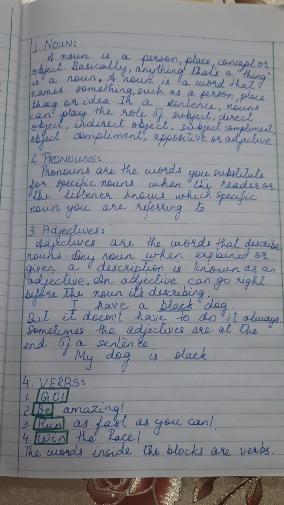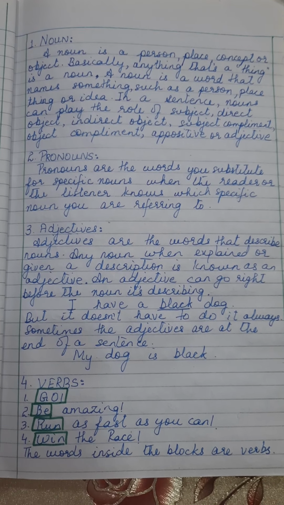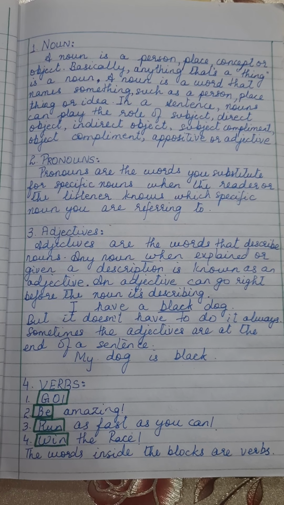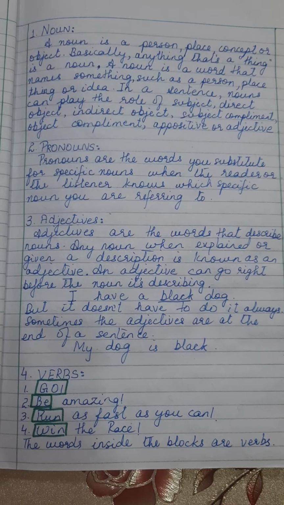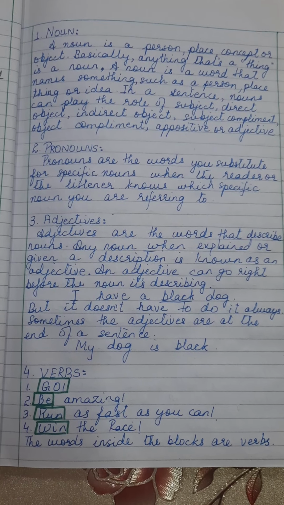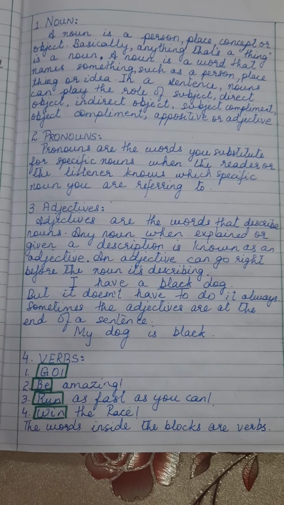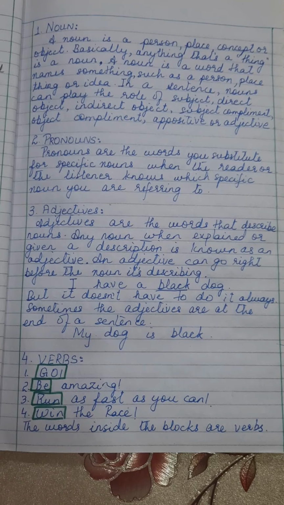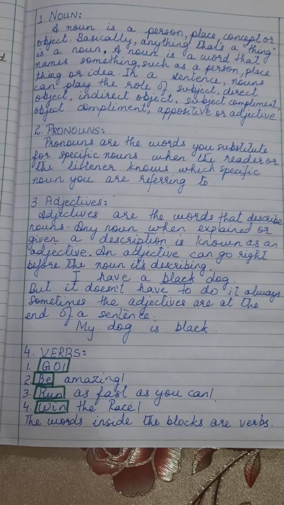The third part of parts of speech is adjectives. Adjectives are the words that describe nouns. Any noun, when explained or given a description, is known as an adjective. An adjective can go right before the noun it's describing. I have a black dog, but it doesn't have to do it always. Sometimes the adjectives are at the end of a sentence. For example, my dog is black.